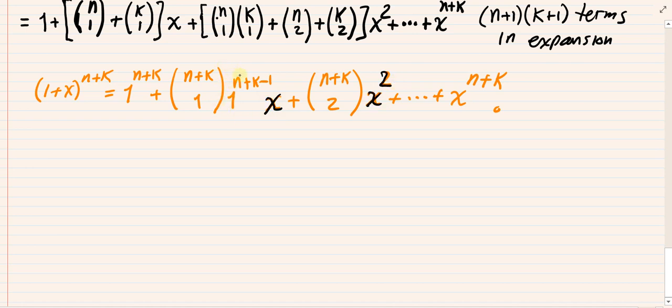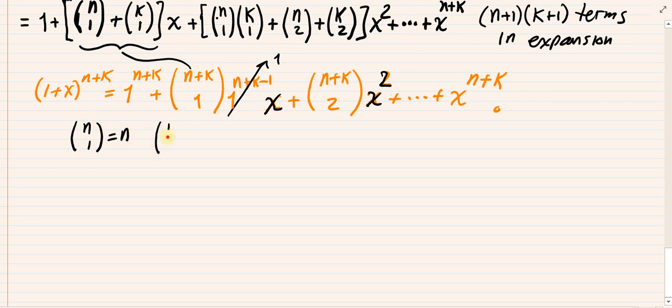So the coefficient on x, remember, this is just 1, so you don't need to write it. We're looking at these two versus the one in the expansion of (1 plus x) to the n plus k. n choose 1 is just n, right? And k choose 1 would be k. Now n plus k choose 1 is going to be n plus k.